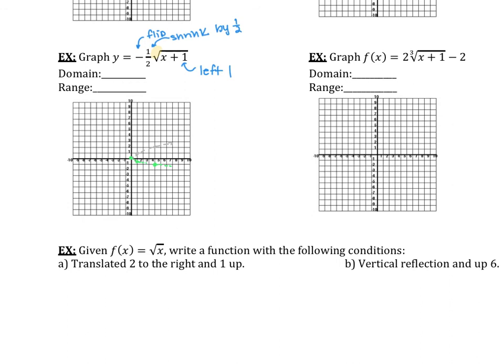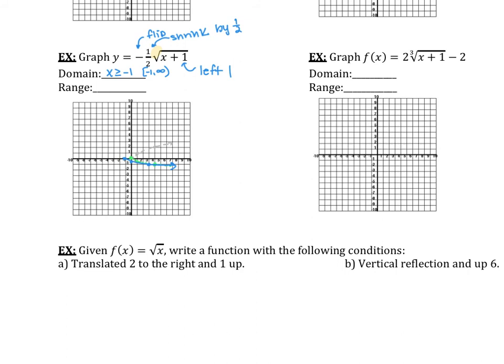Okay, so I'm going to take each of my values and go left 1, left 1, left 1. Domain and range on this one is going to be the most important. Let's talk domain first. My graph has shifted to the left 1. Therefore, my domain is that x needs to be greater than or equal to negative 1, or in interval notation, negative 1 to infinity. I do not care which one you use.